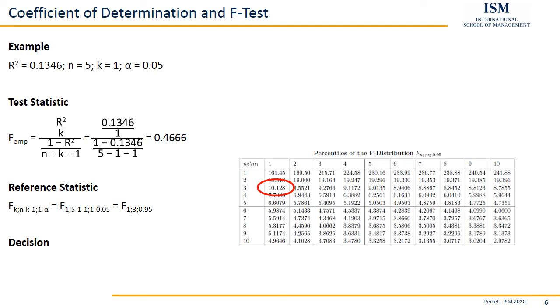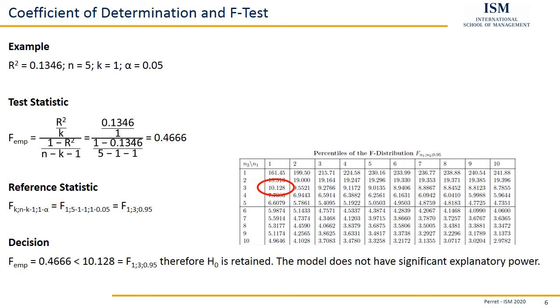This value we compare with the test statistic. And we see, well, the test statistic clearly is smaller than the reference statistic. So we have to retain H0, and we can conclude that our model does not have any significant explanatory power.